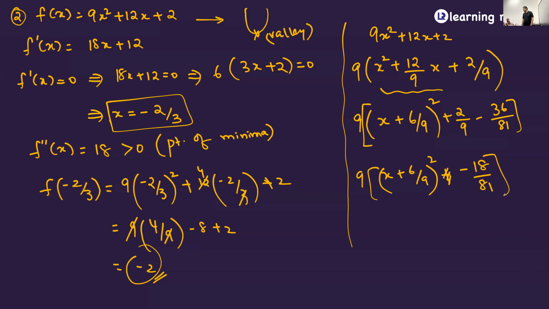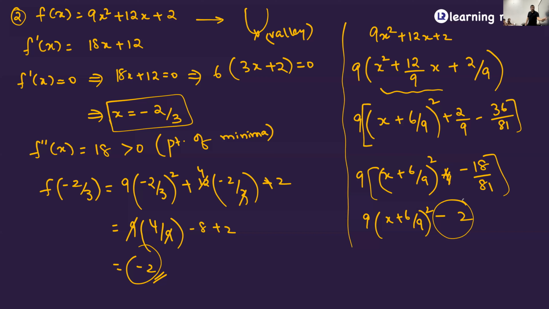So 9 is there outside. So multiply that 9 back. So what will you get? 9 into x plus 6 by 9 the whole square minus 9 into 18 by 81 plus 2. You got this? So the minimum value will be this number. That will be the minimum value.